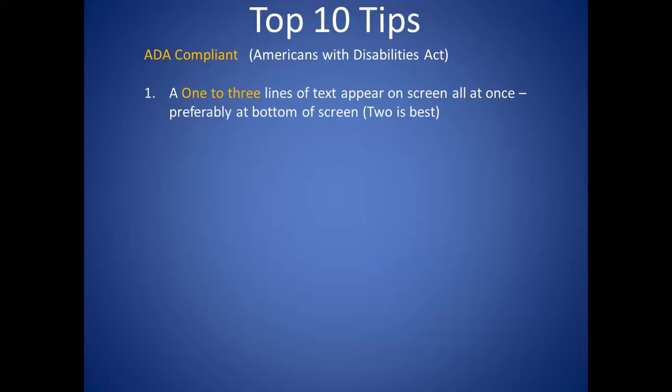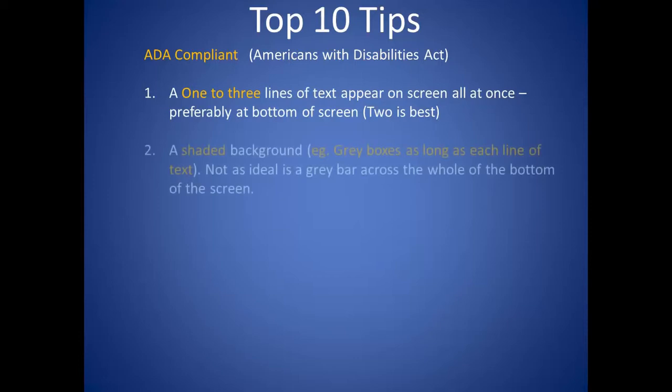Don't make your captions any more than 1 to 3 lines of text, okay? And preferably at the bottom of the screen. But if there's some other text down there that you need to look at, you can move the captions momentarily to the top of the screen. I found that 2 lines of text is probably the nicest. 3 starts to really bunch up and take up a lot of real estate on the screen.